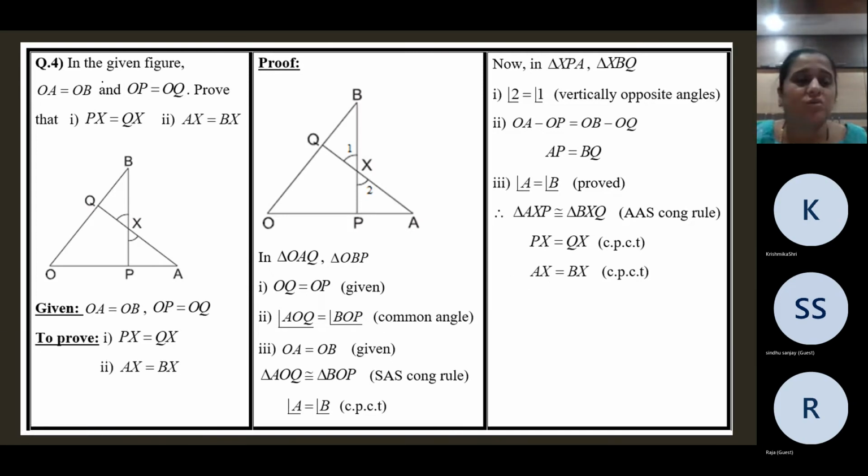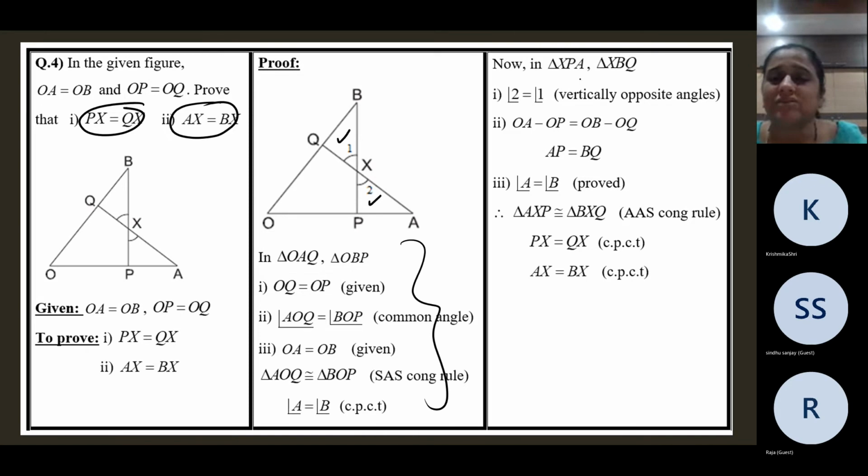So as I told you, to prove these two results, we have to take up this small triangle and this small triangle. See, how do you know that we have to do this? Actually, we would have taken up these two triangles and started working. You would have written vertically opposite angles, and then you would have subtracted this one and got this information, AP is equal to BQ. Then the third equality is not there. So that means you have to take up some other two triangles. So you will strike out what you did and then you will start again.